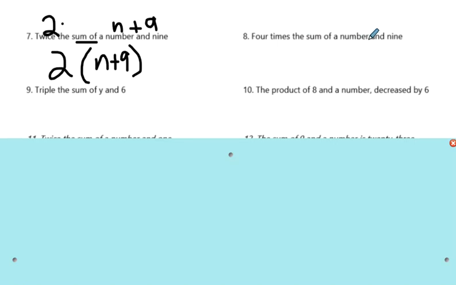Okay, let's try number 8. 4 times the sum of a number and 9. I should notate it up here first: 4 times, the sum of, and we're adding a number and 9. It's almost the exact same problem. So again, I'm going to add n and 9 separately from the 4. So 4 times the sum of a number and 9 needs to be separated out.